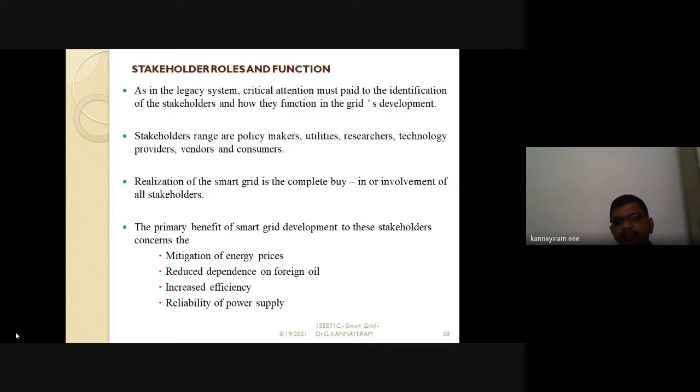The primary benefits of smart grid development with respect to the stakeholder aspect are mitigation of energy prices, reduced dependence on foreign oil, increased efficiency, and reliability of power supply given to the consumer.